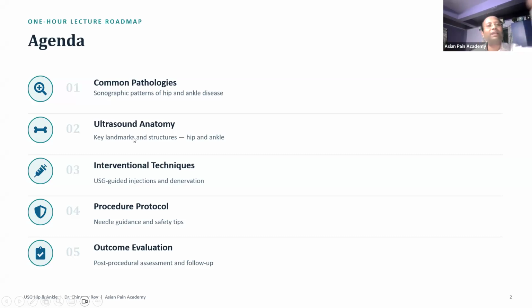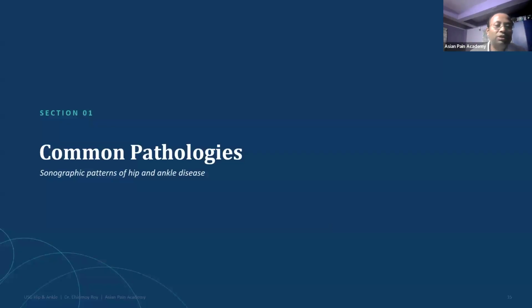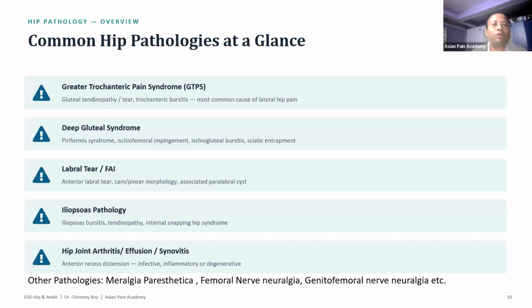After common anatomy, 3D anatomy, we'll go to the ultrasound anatomy and some pathology part. Then interventional techniques we will talk about. Then some procedure protocols. Protocols remain fixed for most of the procedures, and then outcome evaluation. So common pathologies. Let us see common hip pathology at a glance. First, greater trochanteric pain syndrome.